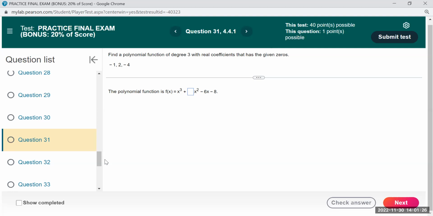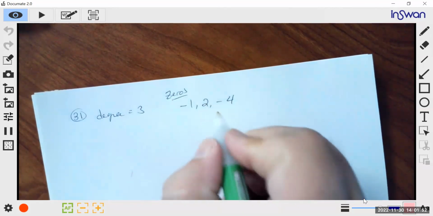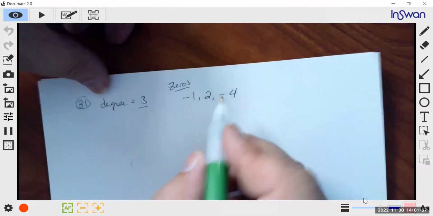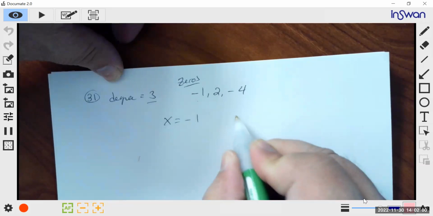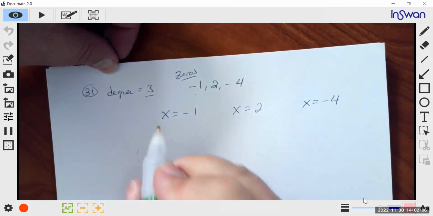Find the polynomial function of degree 3 with real coefficients that are given zeros of -1, 2, -4. All right, so if my zeros are -1, 2, and -4, my degree is 3, that means I'm going to have 3 answers, my x-intercepts. So what this means is that my x-intercepts are those. Set them equal to 0.